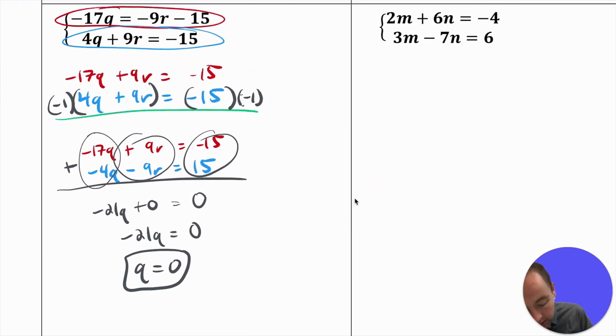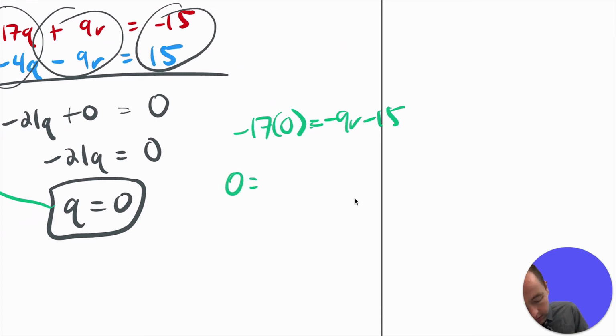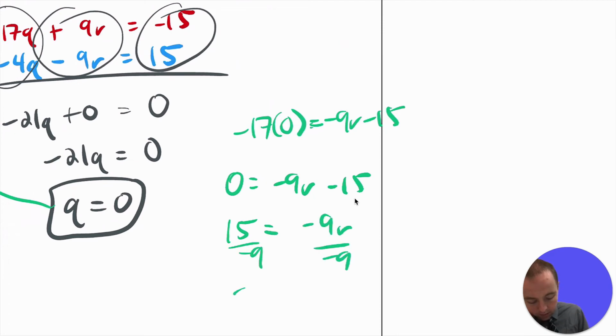And then you can go ahead and plug that value into one of the equations. So I don't know, let's plug it in right there. So negative 17 times 0 equals negative r minus 15, and then we can solve for the r. So 0 is going to be negative r minus 15. You can add 15 to both sides, and then divide by negative 9. When you reduce that, you get negative 5/3 is equal to your r value.